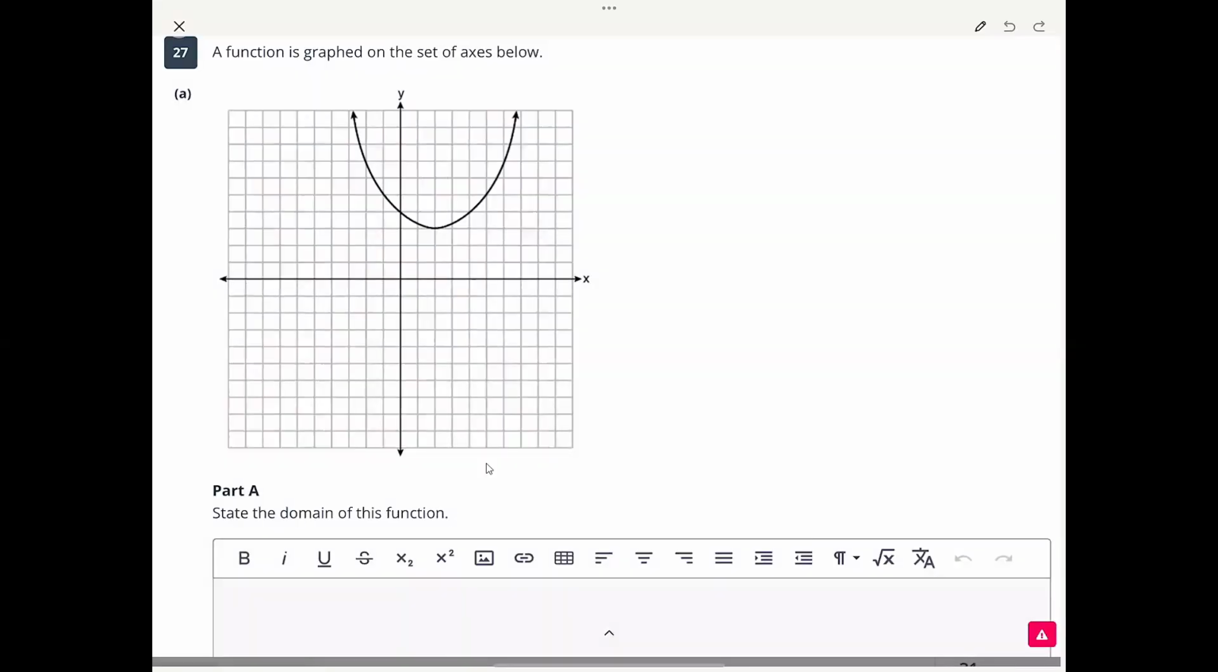Remember, domain is just all of the x values. So the one thing that you should do whenever you have arrows is you should break those arrows into the y piece and the x piece. So let me show you what I mean.